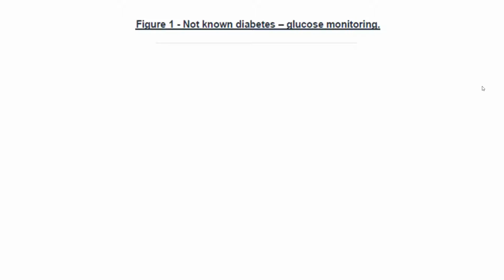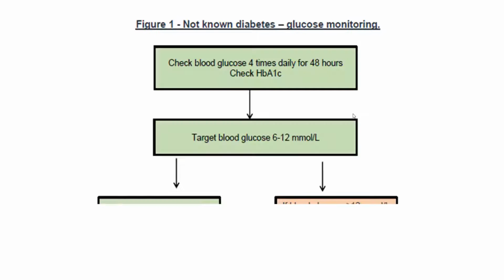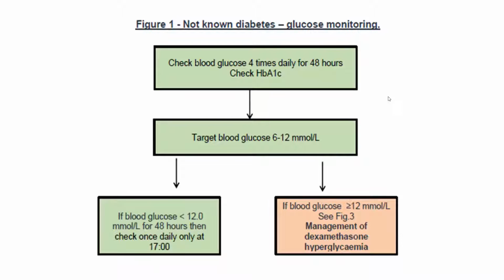So I'm going to be sharing some slides here. These are about how you would institute glucose monitoring. So these are the patients who are not known to have diabetes. You must be checking their glucose levels 4 times a day for 48 hours and checking their HbA1c. If the glucose levels are within the target range, which is about 6 to 12 millimole per liter, which in Pakistan in milligram per deciliter is, sorry, I tend to get confused with this, 108 to 216.